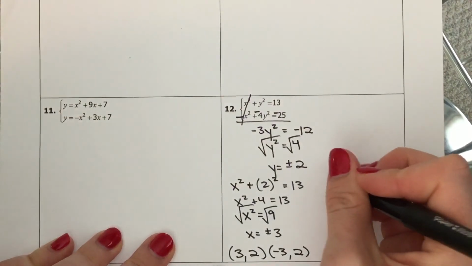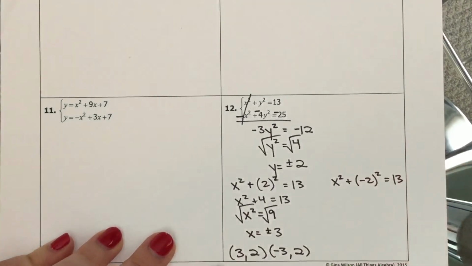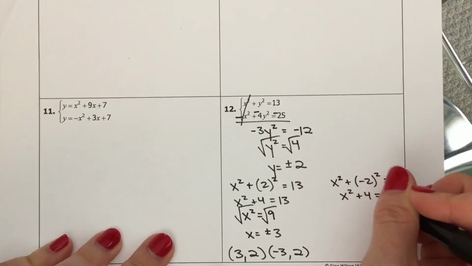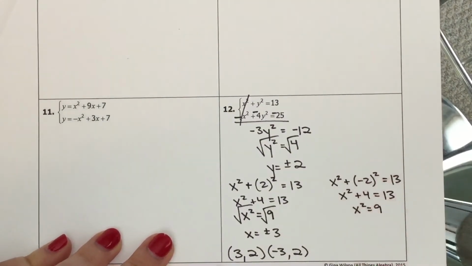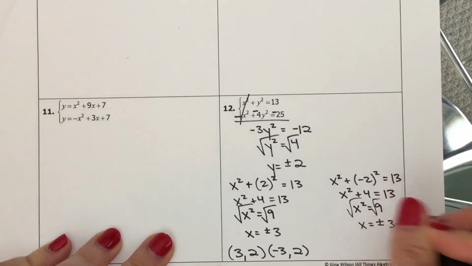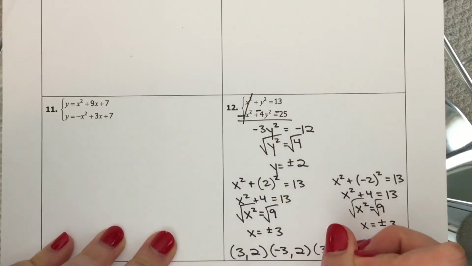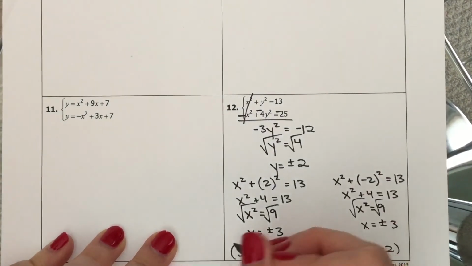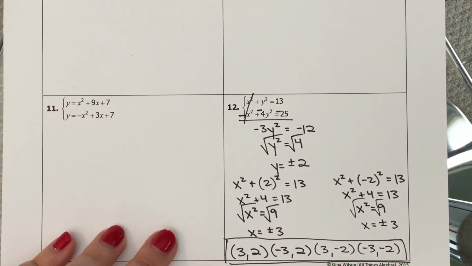I can plug in the -2 as well. And what ends up happening is I actually get the exact same solutions, because the -2, when I square that, I still get a +4. So I run through these exact same steps. I subtract the 4 from both sides, I take the square root of each side, and I once again end up with +3 or -3, but this time they're pairing with the -2 for y. So +3 pairs with the -2, -3 pairs with the -2. So I end up with every combination of +3, -3, and +2 and -2.